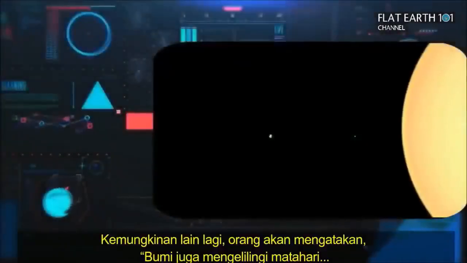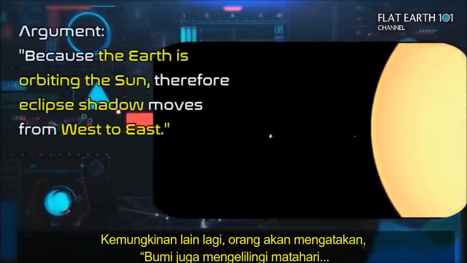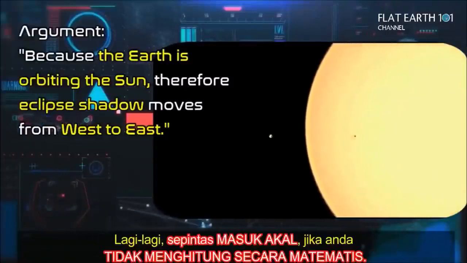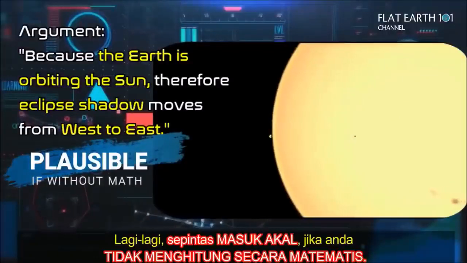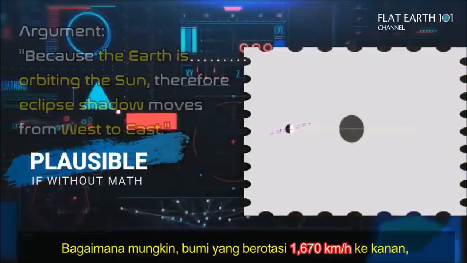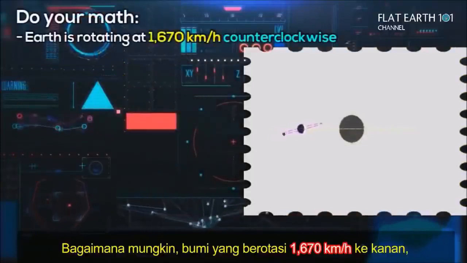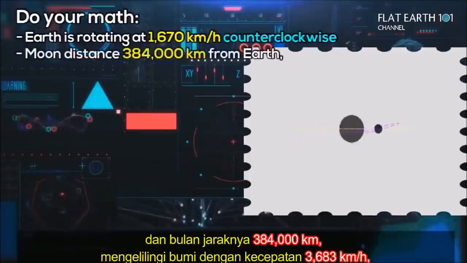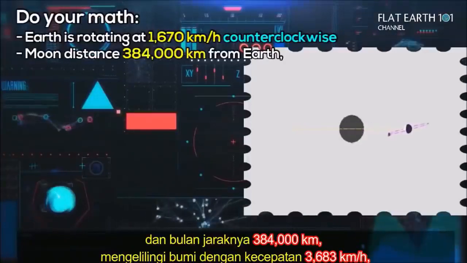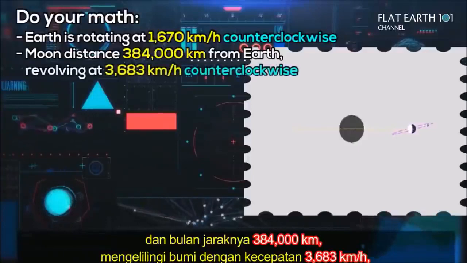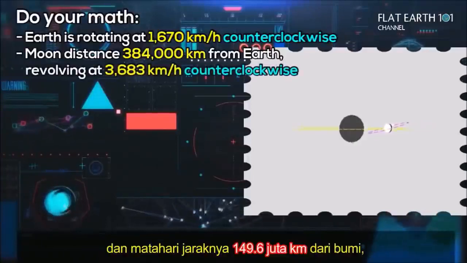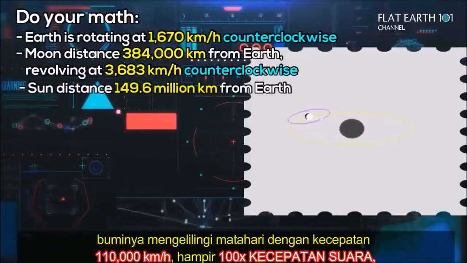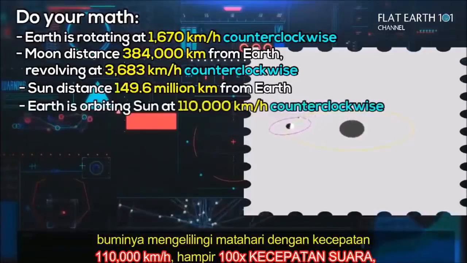Another possibility, other people would say the Earth is also orbiting the Sun. That makes the shadow move from west to east. Again, a plausible theory if you don't do the math. How come the Earth that's rotating 1,670 kilometers to your right, and the Moon is 384,000 kilometers away, orbiting the Earth at 3,683 kilometers per hour, and the Sun is 149.6 million kilometers from the Earth, while the Earth is orbiting the Sun at 110,000 kilometers per hour.